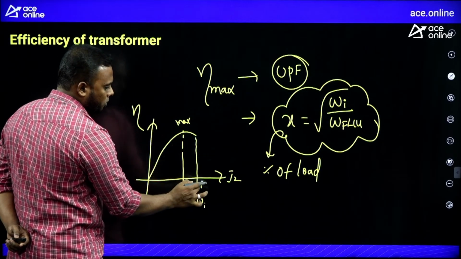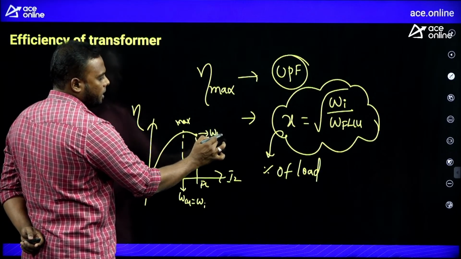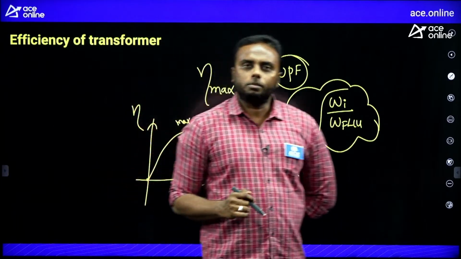But at full load, this is full load. Let this be no load, zero current. At full load, what is the loss? Which loss is greater? At full load, copper loss is greater than iron loss. So like this, we have some questions in the previous exam.